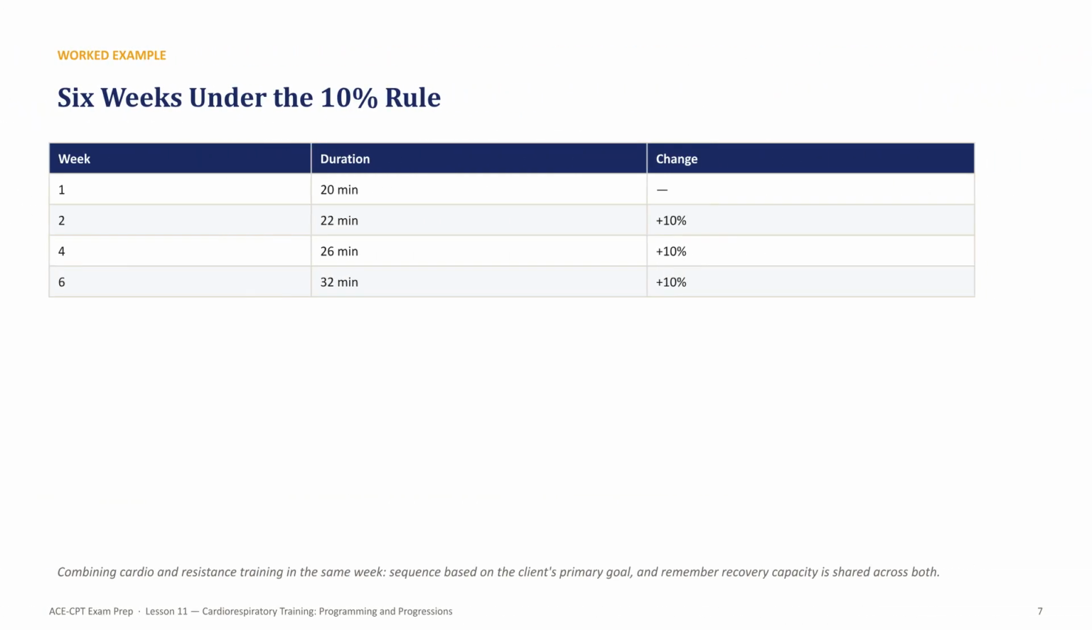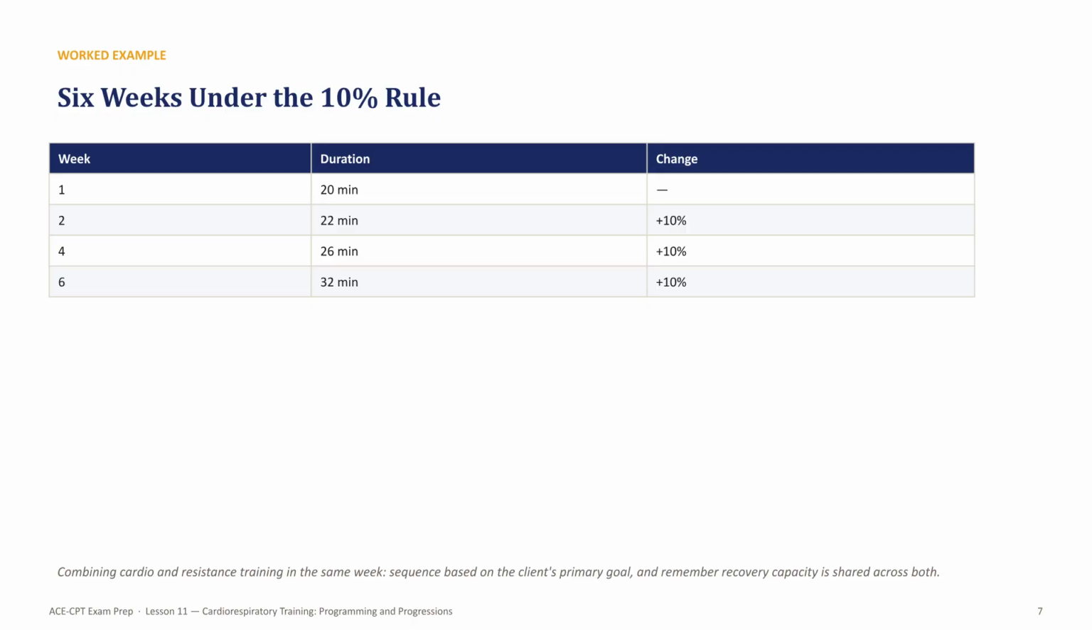Let's make the 10% rule concrete with a worked example. Picture a client who starts at 20 minutes of Zone 1 cardio in week 1. That's the baseline, so there's no change yet. By week 2, duration increases to 22 minutes. That's a 10% bump from 20.